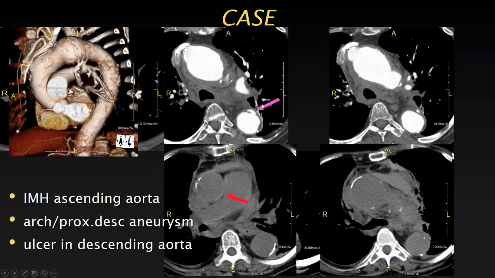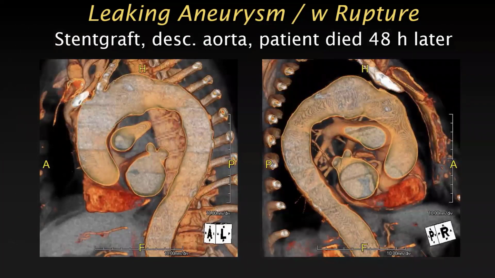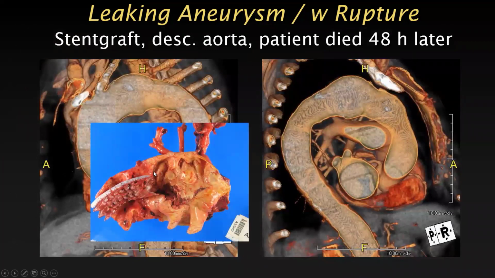Now, what was the treatment then in this patient? So it turns out that because it's so hard to treat an arch aneurysm, the decision was made to at least treat the descending thoracic aortic penetrating atherosclerotic ulcer, although nobody was super convinced that it's a culprit lesion, but that's the only thing that they could treat. And so the consequence, unfortunately, was that the ulcer in the descending aorta was treated successfully.